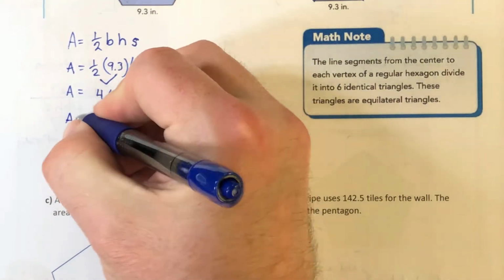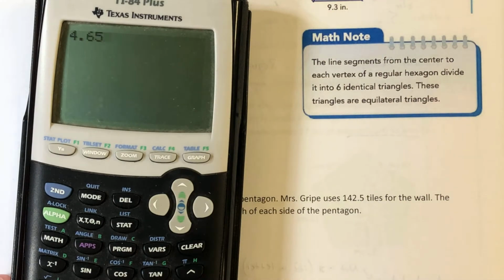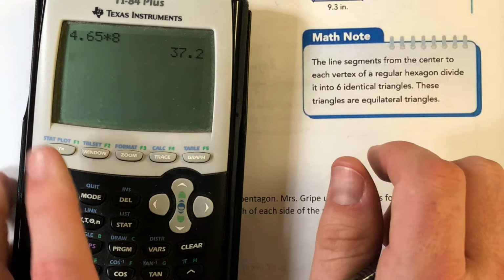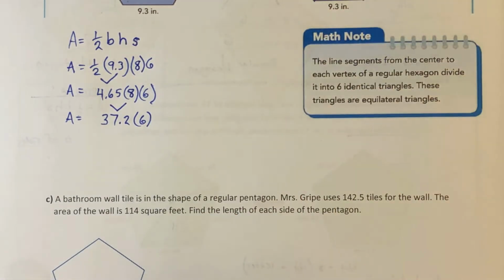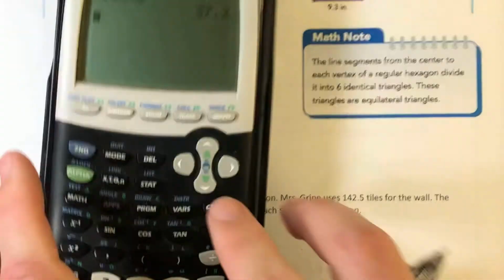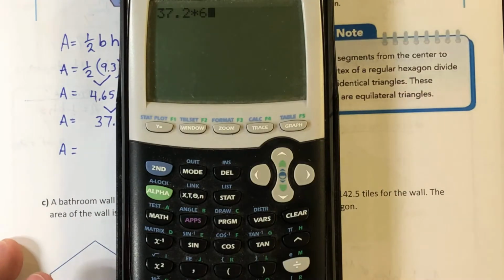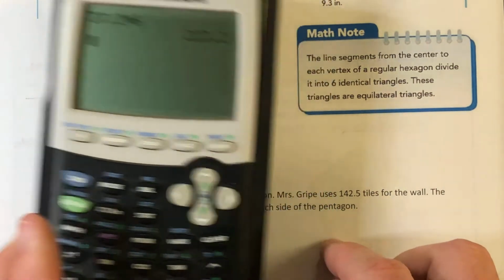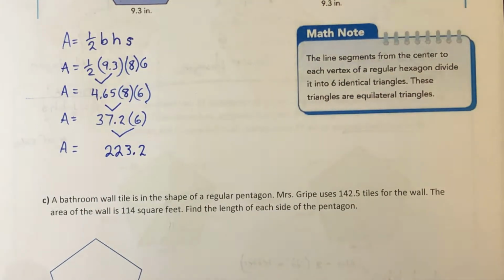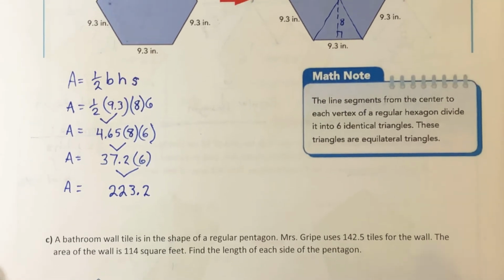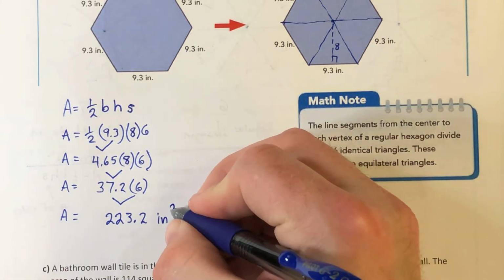All right, next step. Area equals 4.65 times 8. We get 37 2/10. And last, we still need to multiply by 6. So area equals 37 2/10 times 6, we get 223 2/10. Now we need a label. We are finding area. Area is how many squares of a specific size will cover a shape. We're measuring in inches, so it's going to be 223.2 inches squared.